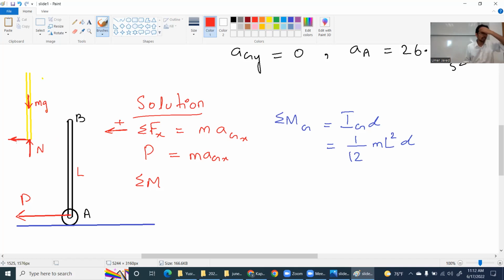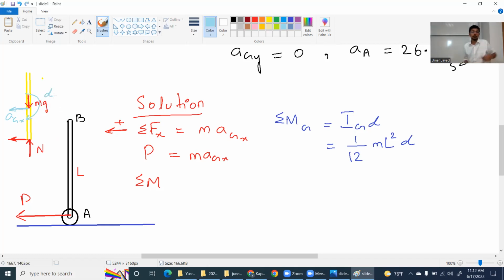And you can also make a kinetic diagram if you want. Make m AG and I alpha. So m AG will be to the left. AG will be to the left. And alpha for my kinetic diagram will be clockwise. Okay, do this problem, everyone, quickly.